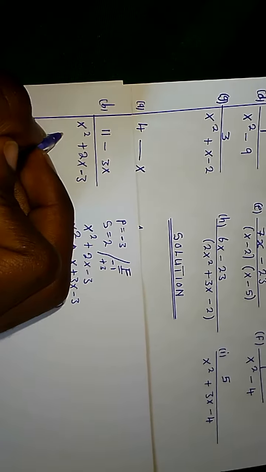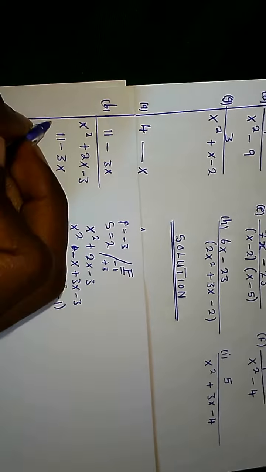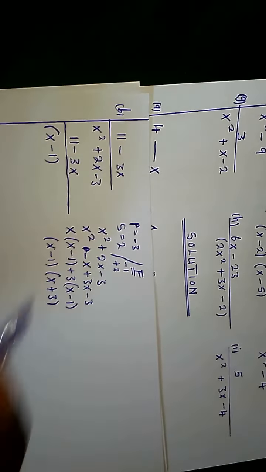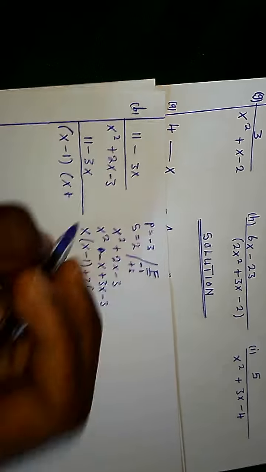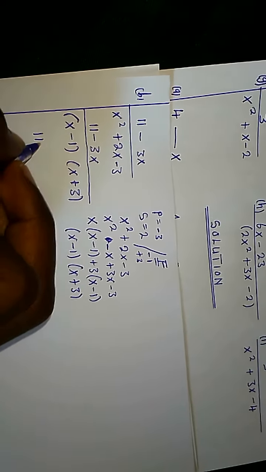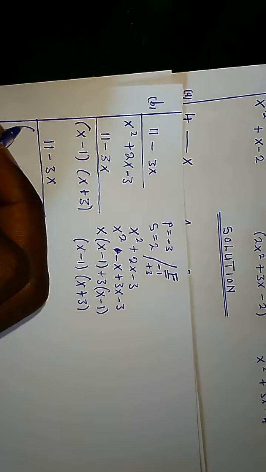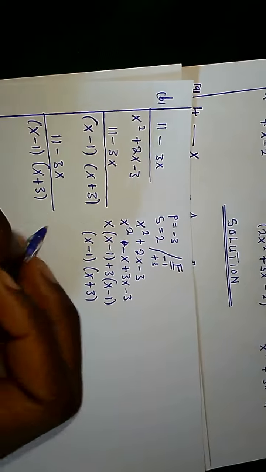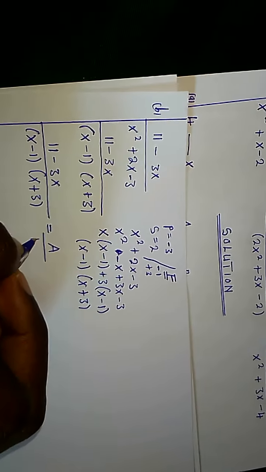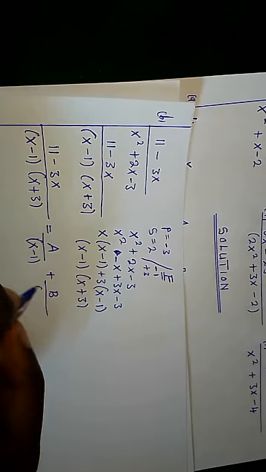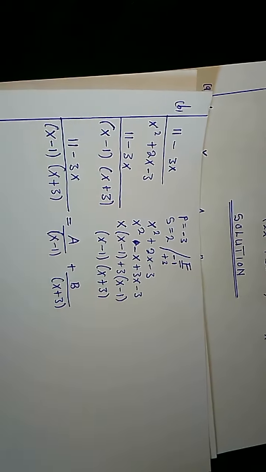So now this can also be written as 11 minus 3x over x minus 1, x plus 3. Alright, like this. The same concept applies. So 11 minus 3x over x minus 1, x plus 3 is going to equal a over x minus 1 plus b over x plus 3, like this. Very simple.